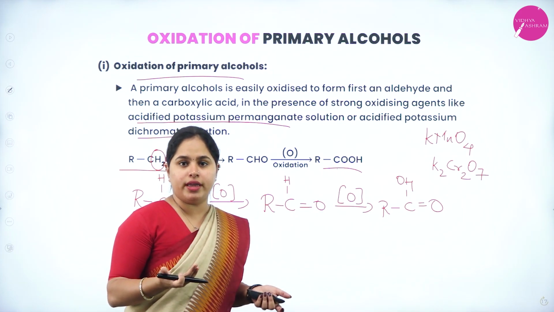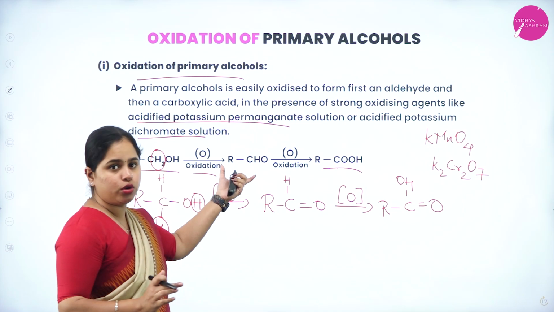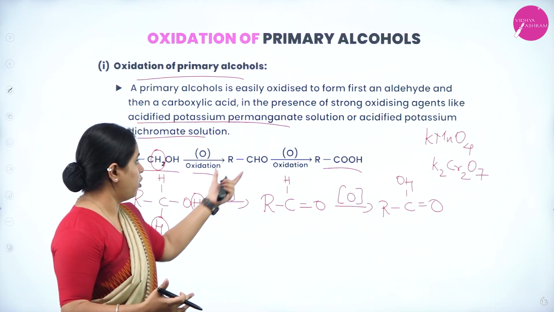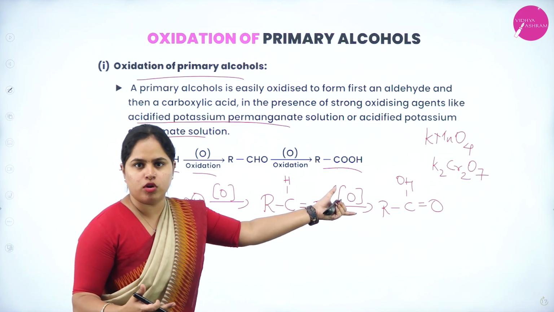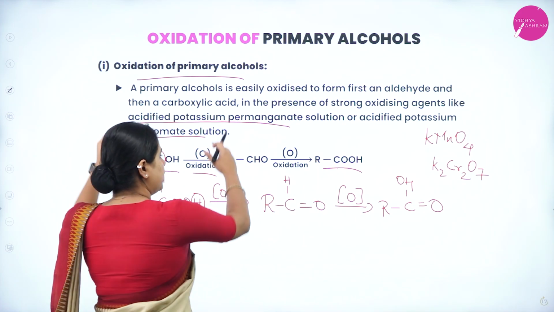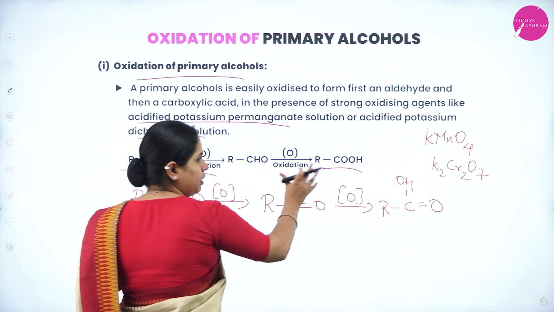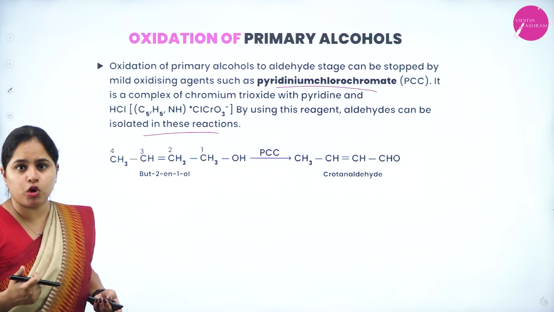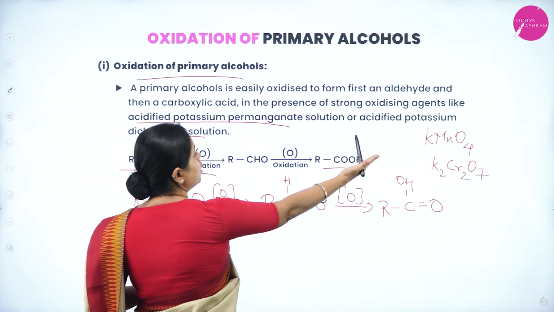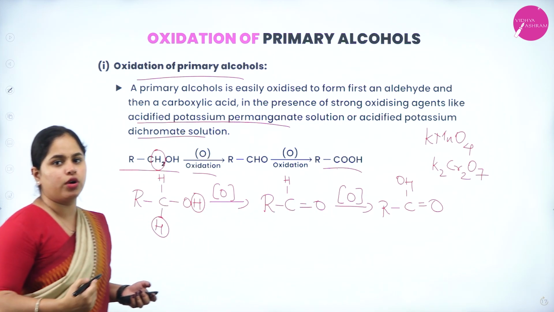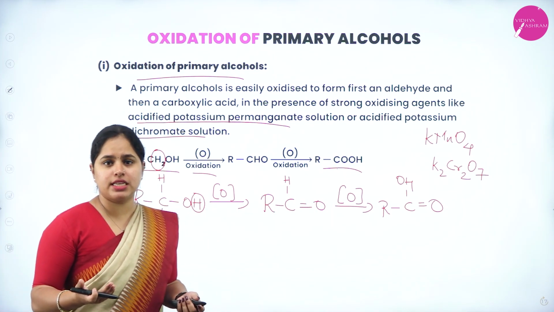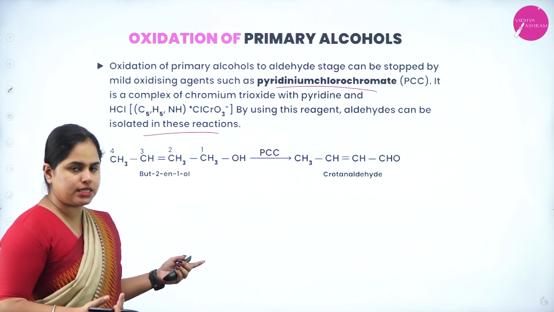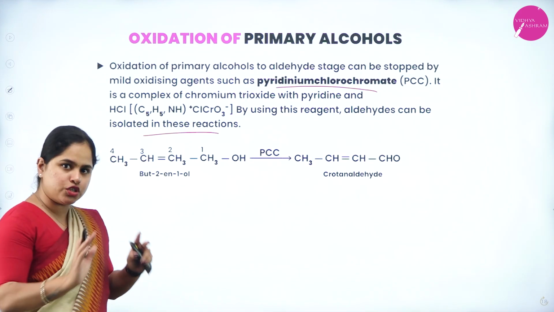So if we require only aldehyde, we want to stop the reaction at this step. That is, alcohol, I want to oxidize and form an aldehyde. I don't require a carboxylic acid. Then what can be done? The reaction should only end here. This should not be formed. Then we can use the reagent PCC, pyridinium chlorochromate, instead of the strong oxidizing agents KMnO4 and K2Cr2O7. A strong oxidizing agent will give you carboxylic acid. A mild oxidizing agent like PCC will give you aldehyde and will stop the reaction.